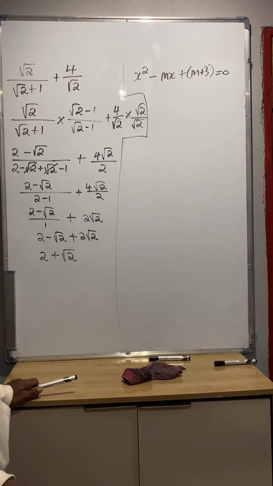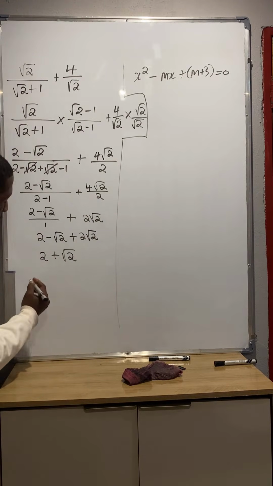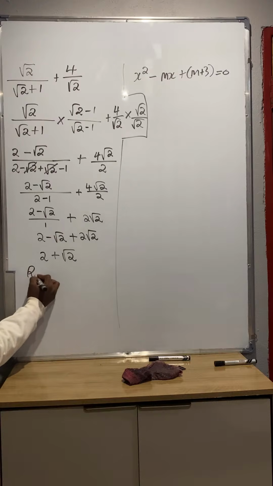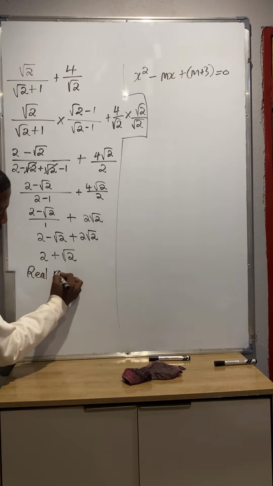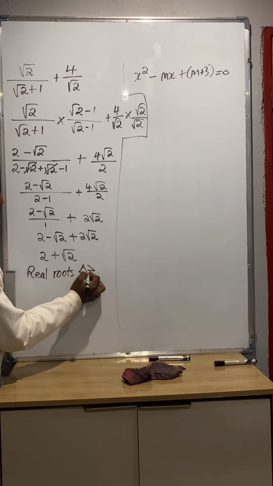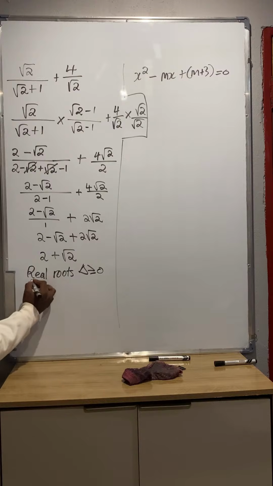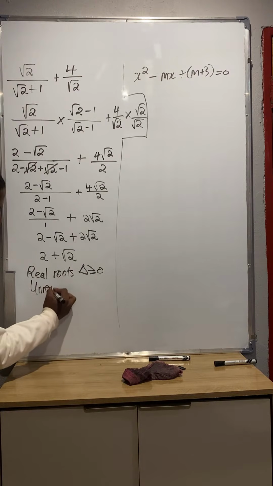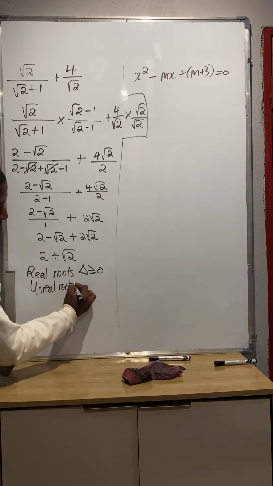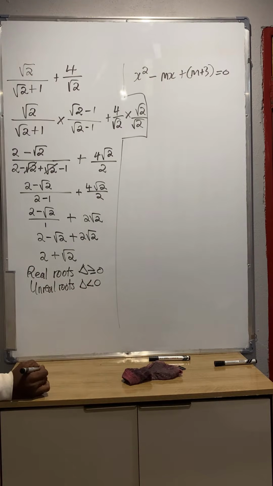We have 3 types of roots for now. We have real roots. What is real roots? For real roots, delta is greater than or equal to 0. And then for unreal roots, delta is less than 0. Okay?